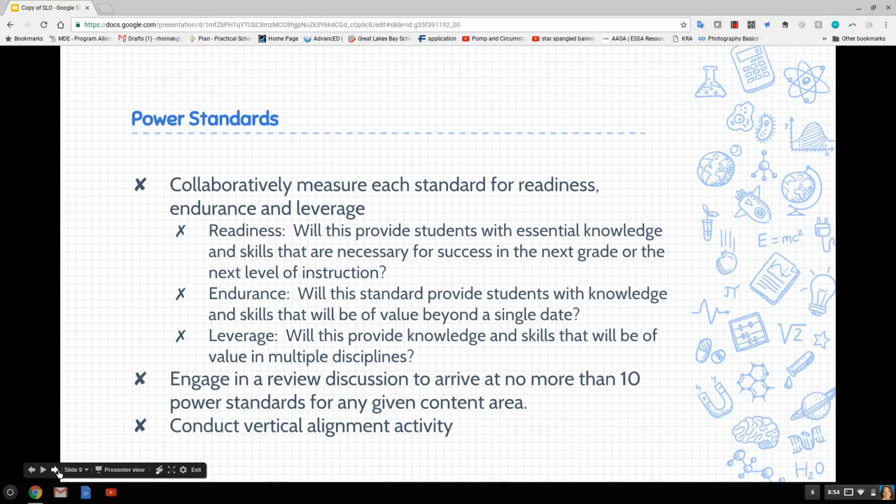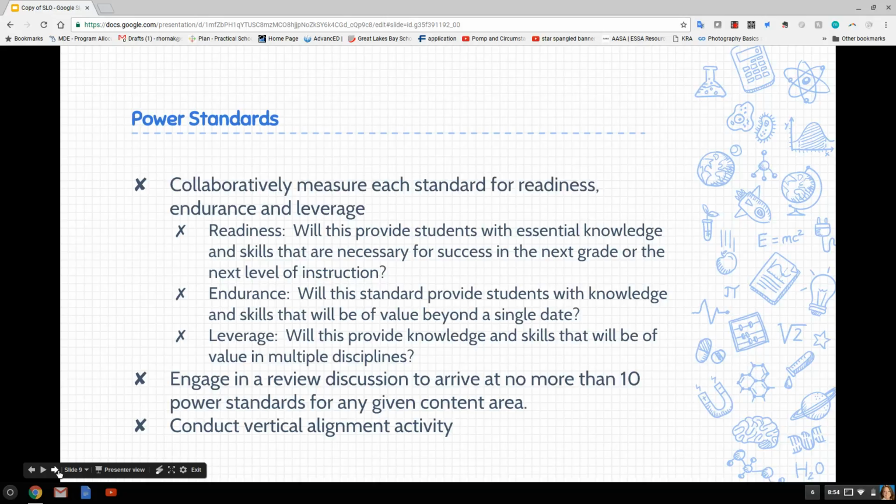And using a process of looking at readiness, endurance, and leverage will allow you to really narrow down to the importance of what your teacher should be teaching. So readiness is this idea that it'll get them ready for the next grade level or the next level of instruction, that essential piece of knowledge. Endurance are standards that provide students with skills that go beyond that single day or that single topic. And leverage. This is about using and providing knowledge and skills that could be used in multiple disciplines.